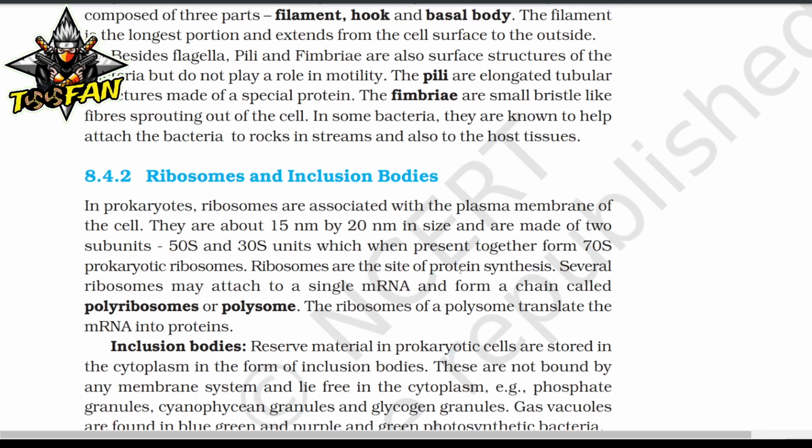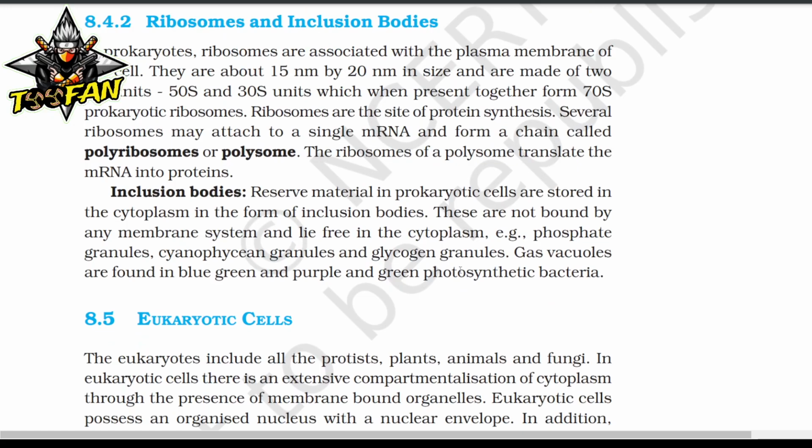Ribosomes and inclusion bodies. In prokaryotes, ribosomes are associated with the plasma membrane of the cells. They are about 15 nanometers by 20 nanometers in size and are made of two subunits, 50S and 30S, which when present together form 70S prokaryotic ribosomes. Ribosomes are the site of protein synthesis. Several ribosomes may attach to a single mRNA and form a chain called polyribosomes or polysomes. The ribosomes of a polysome translate the mRNA into protein.